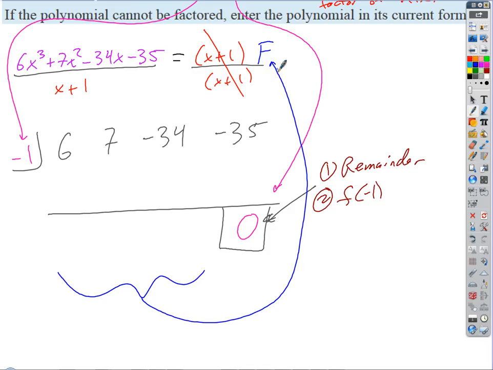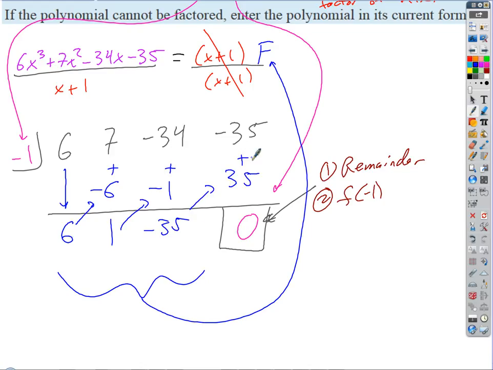What do I do to do this synthetic division process? Bailey, what's the first thing I'm going to do? Gotta drop the 6. Good. Then what? -1 times 6. What is that? -6, and I add. So what do I get? 1. -1 times 1 is added. -1 times -35. And of course, it had to add to 0. And it did, so we know we did it right.